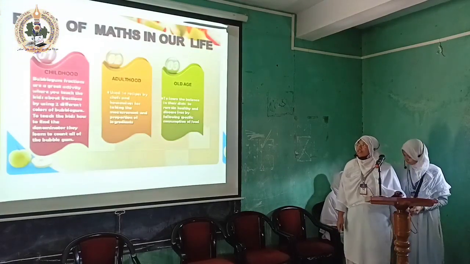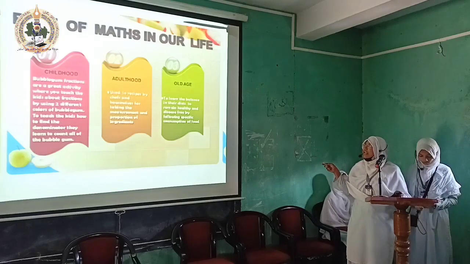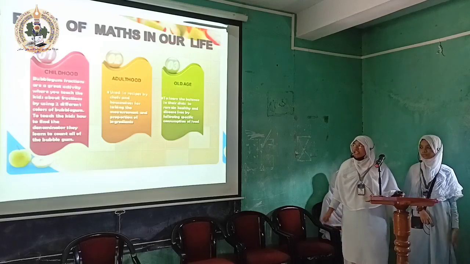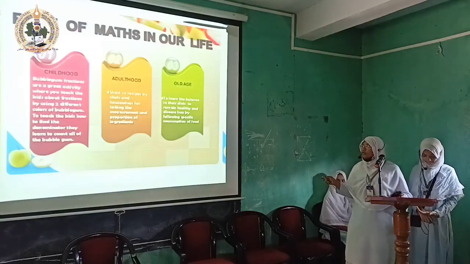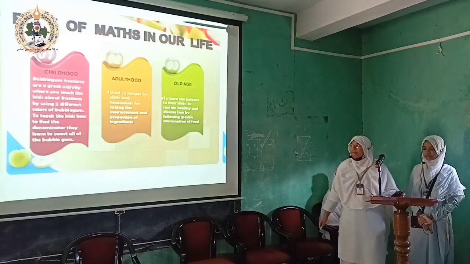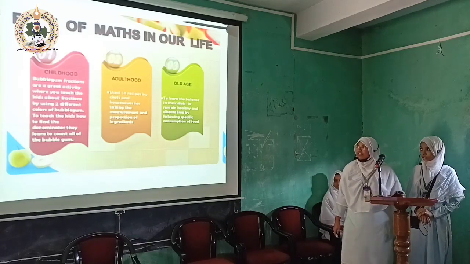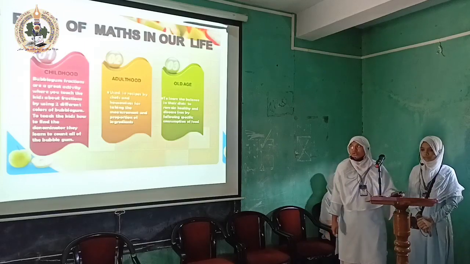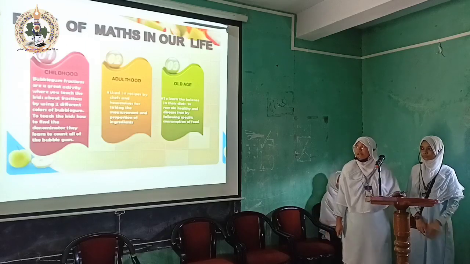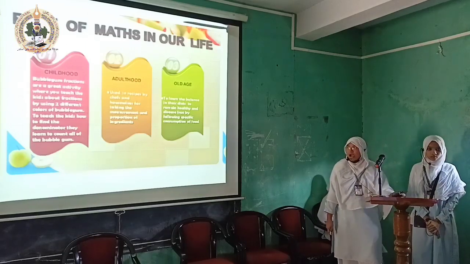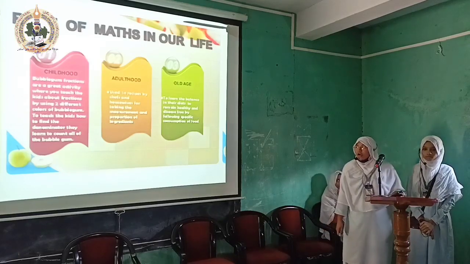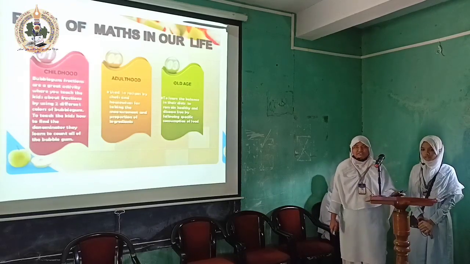Now friends, you see the roles of maths in our life. I will show you step by step how maths is used in our childhood, adulthood and old age. First one is childhood. For example, bubble gum is a great way to teach kids about fractions, by using two different colors of bubble gum to teach how to find the denominator. They learn to count all of the bubble gum.